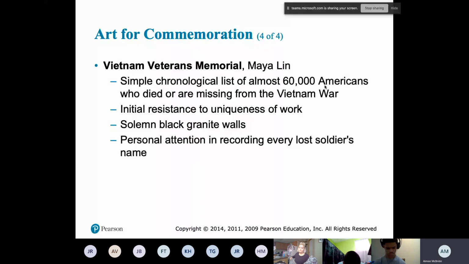You don't see images of strong people. You don't see people mid-battle fighting their way tooth and nail. You see large black granite walls listing the 60,000 names of Americans who died and went missing during that war. On that wall with the names, the stone is extremely polished, so you will see your own reflection in those names to remind you of why those people died.